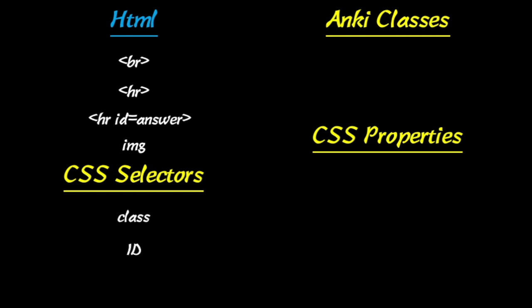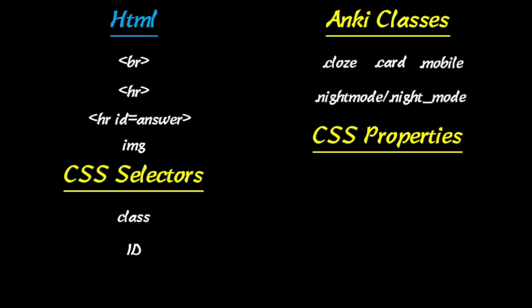CSS selectors have a class and ID, as I previously just explained. And then Anki has classes built in, like cloze for the text of the cloze, the actual card, everything pertaining to the card. For mobile, you can also do .iPhone and .iPad if you really want to go that far. And then night mode. One of these is for the night mode add-on, one of these is for the default night mode that Anki has.